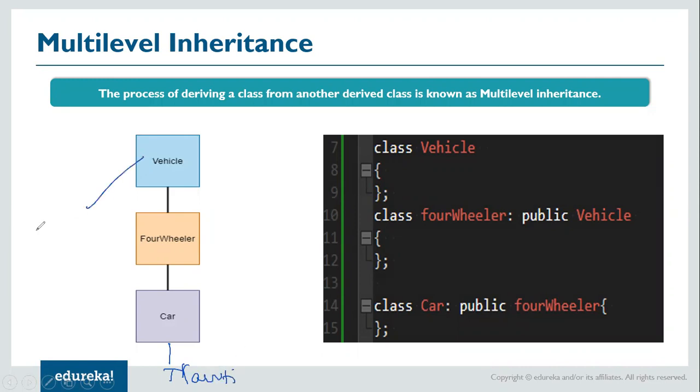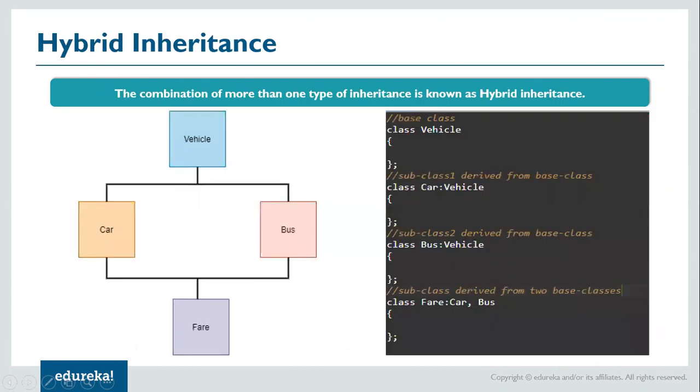Similarly, under vehicle you can have two-wheeler also. Right here you can have bike. Underneath you can have different brands of the bike. So this is basically you are trying to achieve multi-level inheritance. So this way, depending upon the problem statement that you are trying to solve in your program at any given point of time, you have to decide to choose the most suitable inheritance concept to solve your problem.